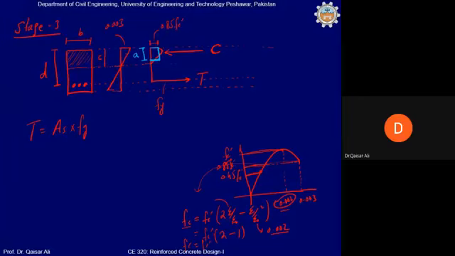Is that so? A will be less than C, that is the neutral axis depth. So the depth of the compression block will be less than the neutral axis depth. Now, what will this be equal to? The code says that A will be equal to beta 1 C. Clear? And beta 1 will be equal to 0.85 for FC prime less than or equal to 4000 psi.